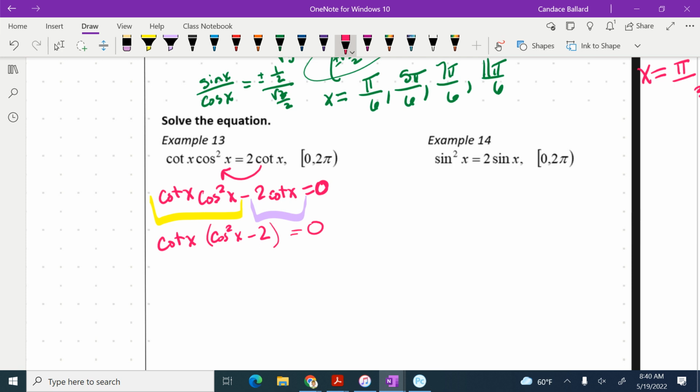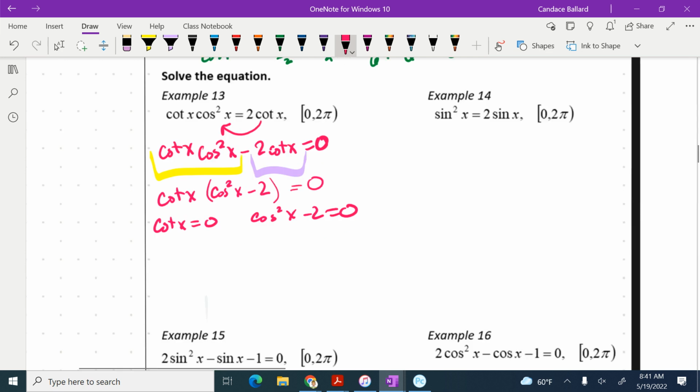Okay. And at this point, we could get one answer, two answers, four answers, six answers, eight answers. Just depends. We could get lots of different answers this time. All right. So I've got the cotangent of x equal to 0 and cosine squared x minus 2 equal to 0.